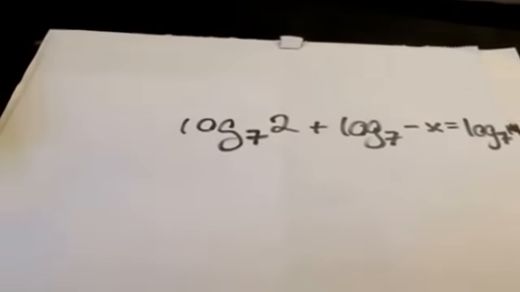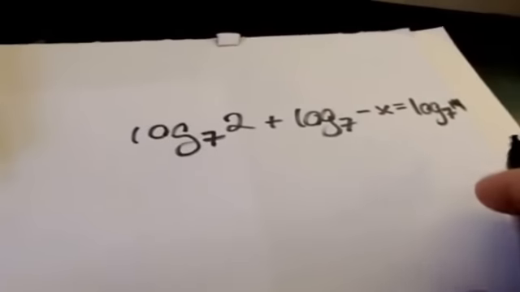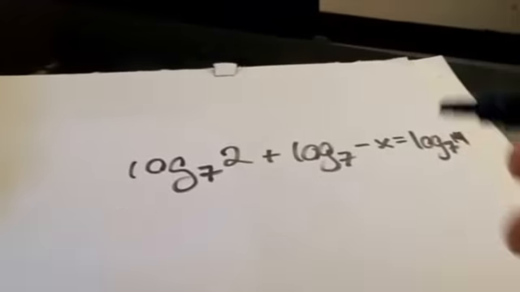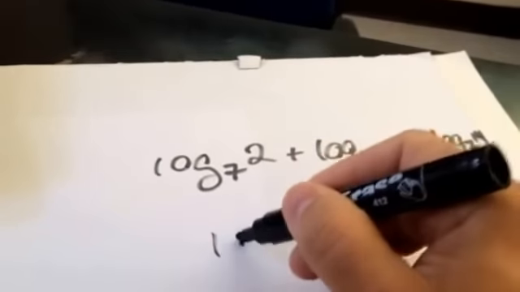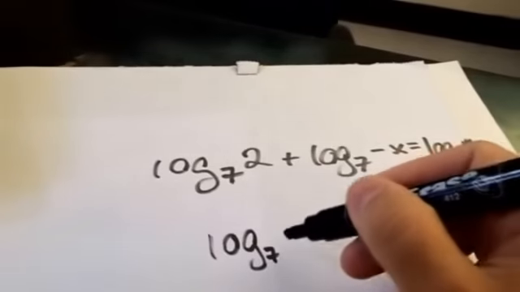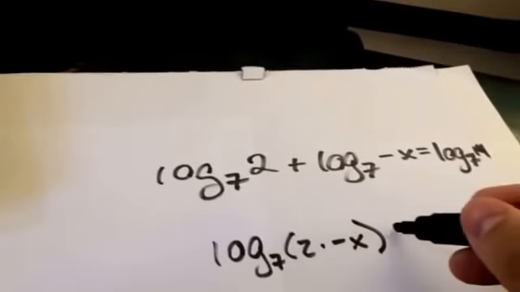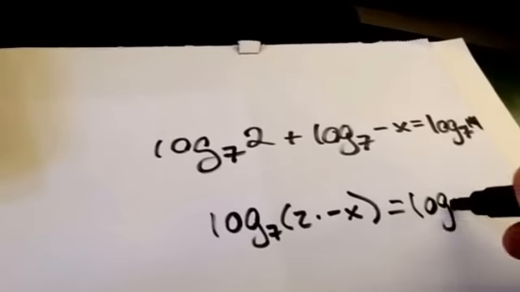Okay, right now, they all have log base 7. The number one mistake that I see kids make is I see you guys just cancel out all the logs. You can't do that. What we're going to have to do is like what we did on the last one. Because they're both log base 7, I'm going to combine it. Because it says plus, it's going to be log base 7 of 2 times negative x equals log base 7 of 14.